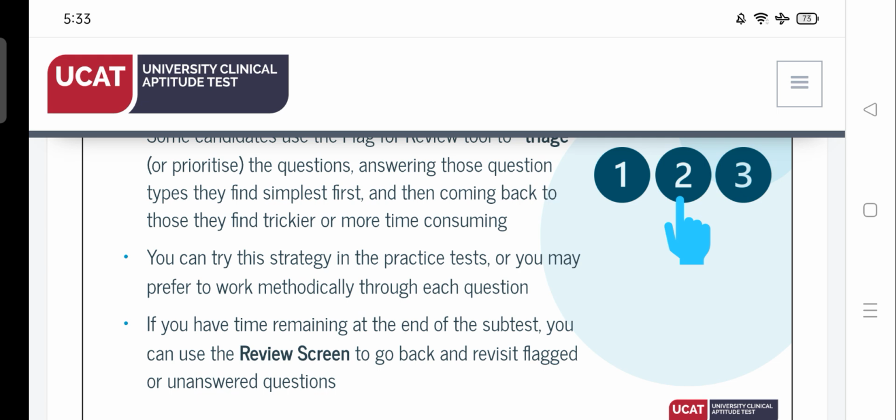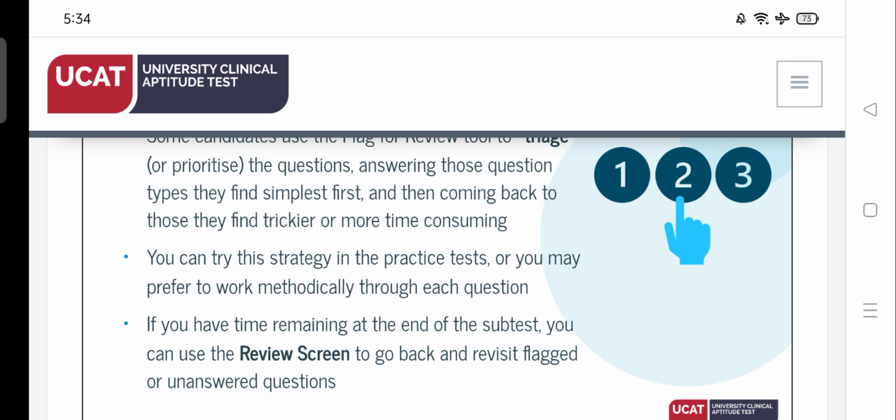Next we have, you can try this strategy in the practice tests, or you may prefer to work methodically through each question. So you can try this strategy in your practice test. Whenever you're practicing your questions, preparing for your test, you can try this strategy and then you can overcome this problem.